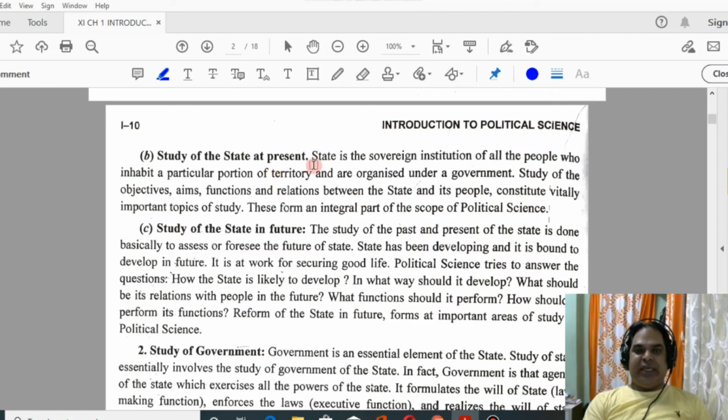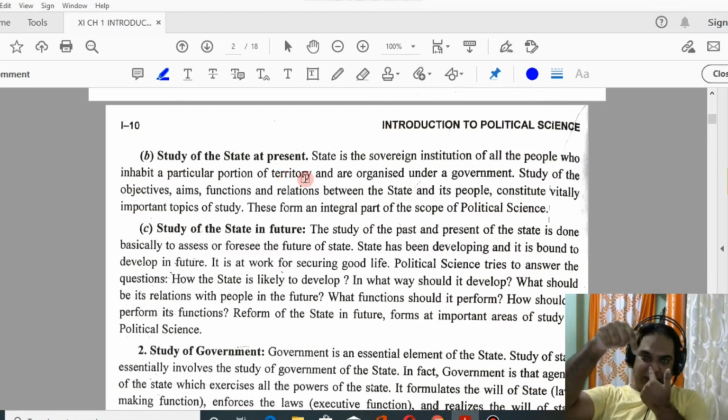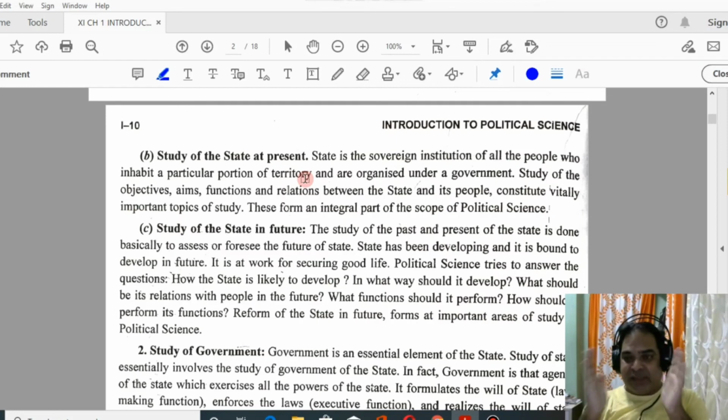Okay, so you can see here, the state is a sovereign institution of all people who inhabit a particular territory. That is all about the state. This is the territory in which we live. The territory in which we live, that is a state.